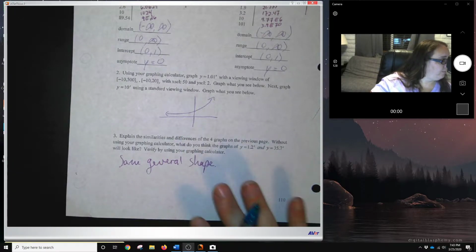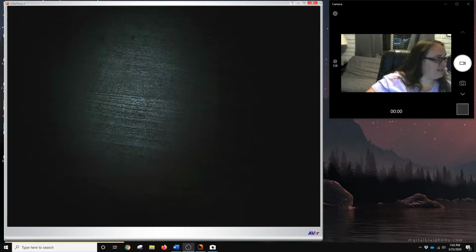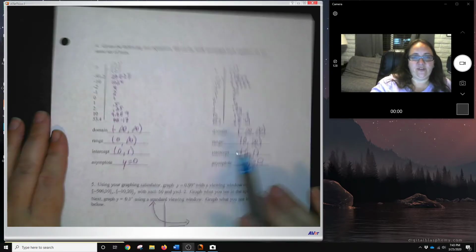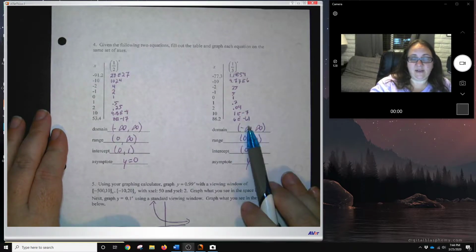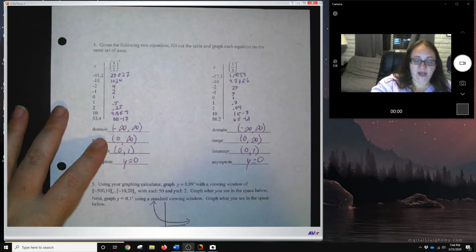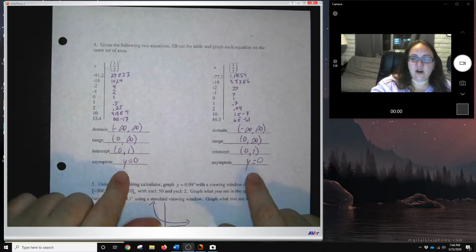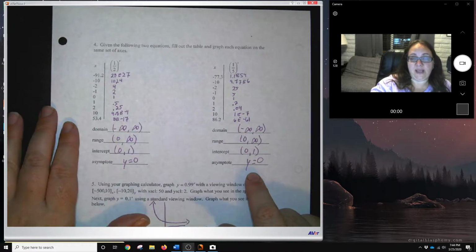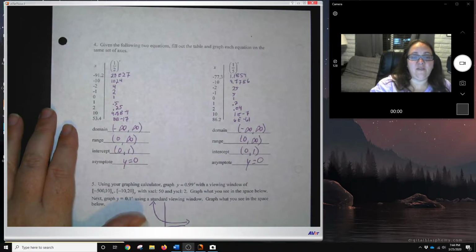Now, for exponential functions with a base between 0 and 1, again, I filled these tables in with my calculator, so you can either do that yourself or copy them down. But domain, range, intercept, and asymptote are the same. If your base is between 0 and 1, none of that changes.